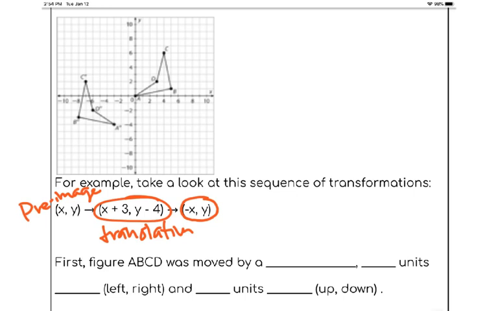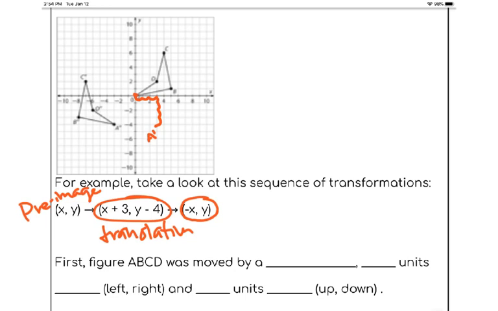But if we were to take this sequence, we start with A, B, C, D in this image, and we're adding 3 and subtracting 4. So that means for each point, this point is going to go to the right 3, 1, 2, 3, and it's going to go down 4. So 1, 2, 3, 4. So this is where A prime is now going to be. And you'll do the same thing for each point.